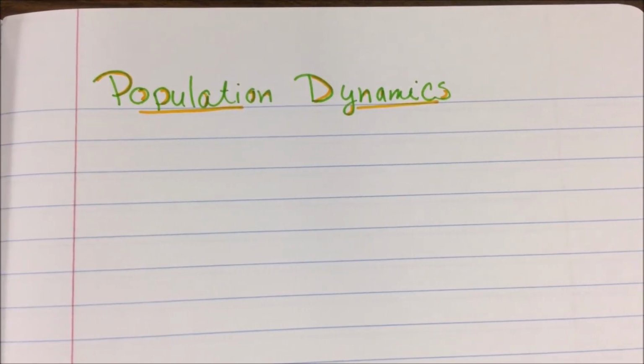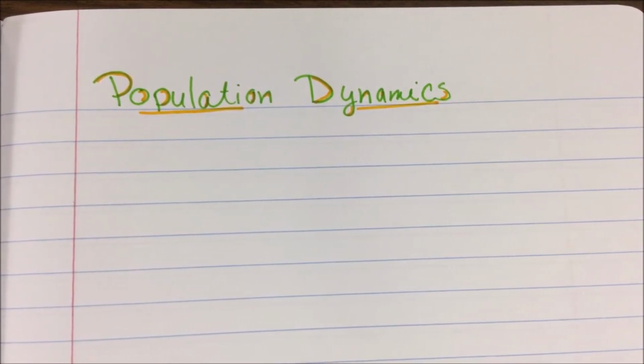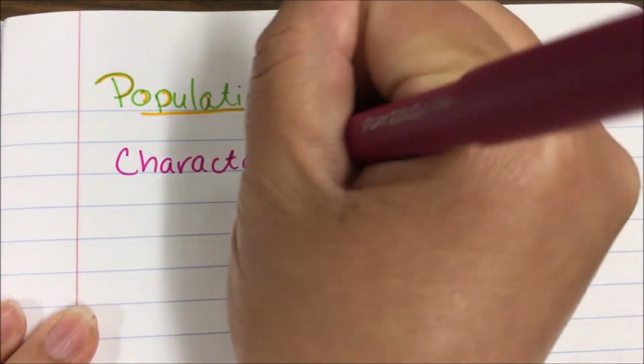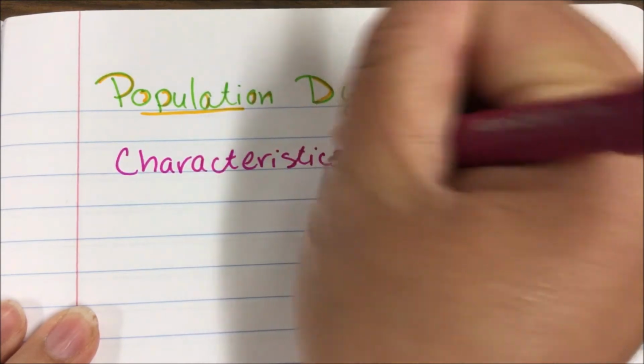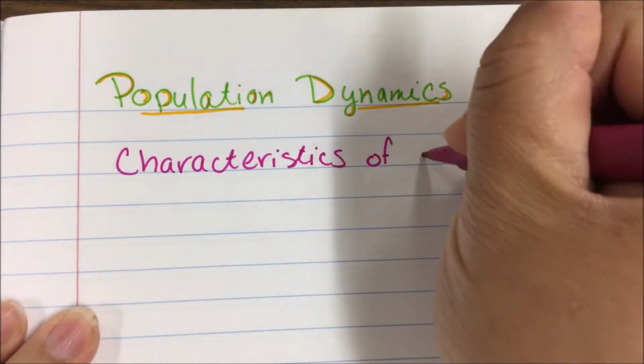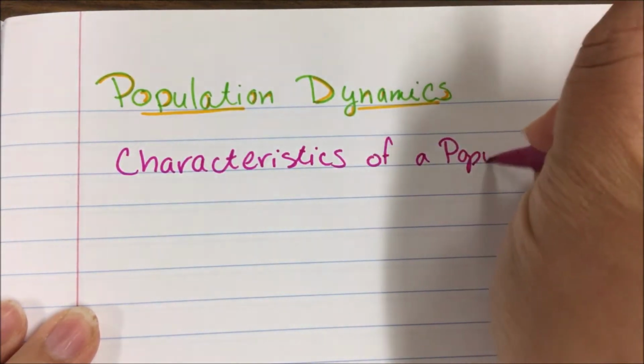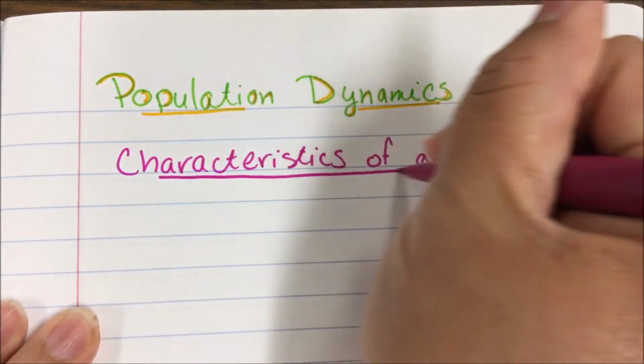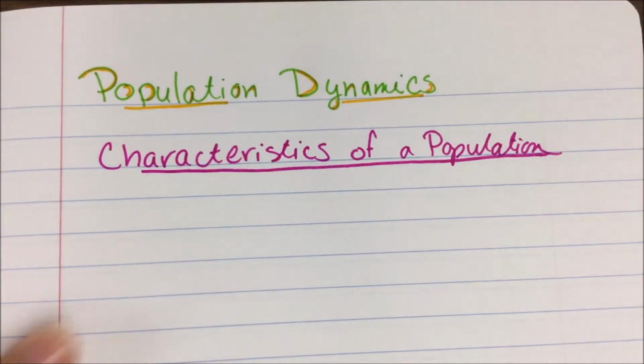Today's notes are going to consist of population dynamics. When we're talking about population dynamics, we're really referring to how a population is going to increase and decrease. If we're observing populations, there are certain characteristics of that population that we can use to describe them. Remember, a population is a group of individuals all living together in one particular area.